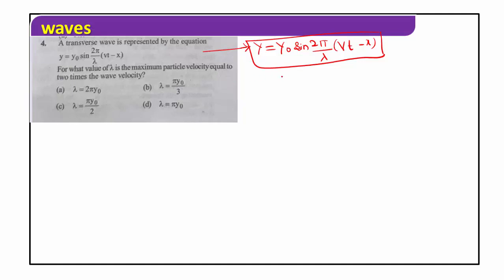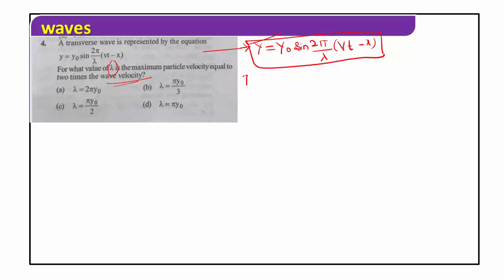A transverse wave is represented by the equation. The equation given here is a transverse wave equation. For what value of lambda? What value do we have to find out here? Lambda. For what value of lambda is the maximum particle velocity equal to 2 times the wave velocity? When will this convert to 2 times the wave velocity?